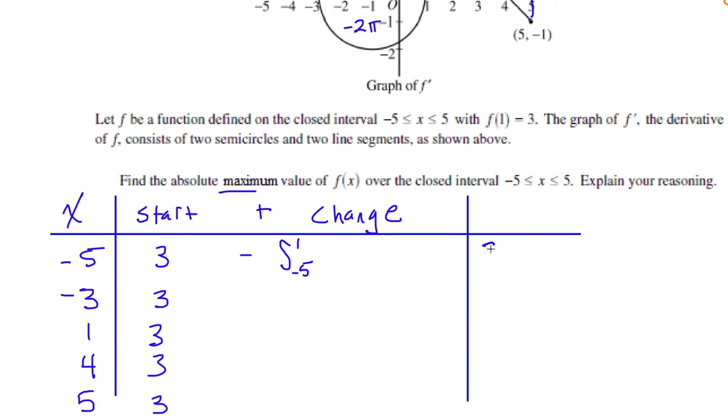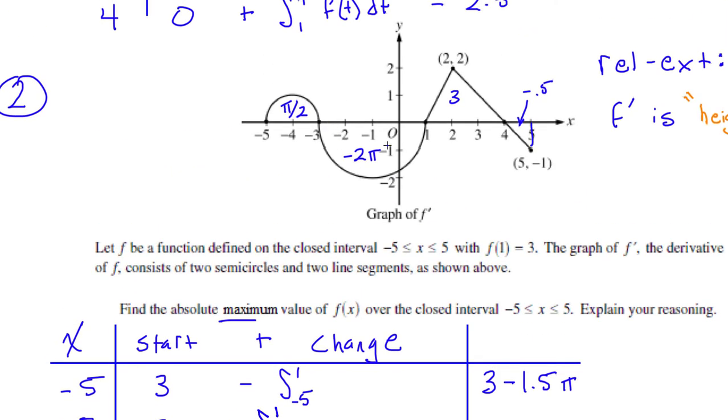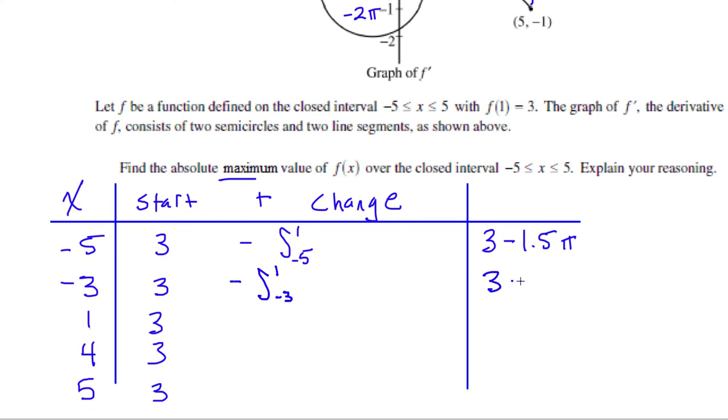Yes. So I have 3 minus 1.5 pi. And you can just round pi to about 3, and you should get roughly the right answer. What about this one? So this is normally going to be 3 plus the integral from 1 to -3, but that's backwards again, and I have to go back and say, no, this is minus the integral from -3 to 1. So what is the area from -3 to 1? Well, that's just -2 pi. So this is going to be 3 minus 2 pi. And clearly, this one is bigger than this one because it's subtracting less. And that's why we didn't have to check.